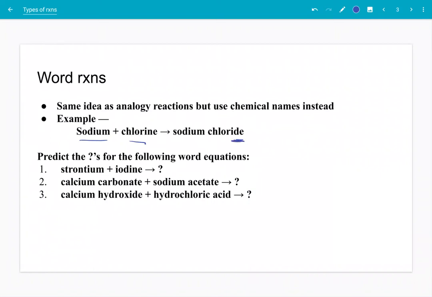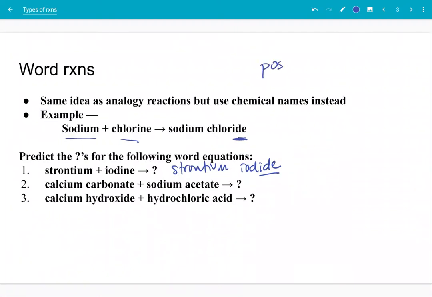So if I have strontium plus iodine, what would that make? Hopefully you realize that would make strontium iodide. So now the ine becomes ide. Okay, and if you're given things with doubles, we're going to switch partners. Just a reminder, with formulas you always write the positive guy first and then the negative guy.